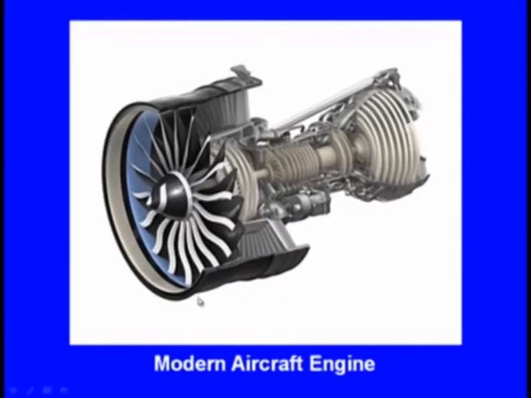Now you can see this is the modern aircraft engine. You can see all these turbine blades are there, so many blades are there. All these blades are manufactured by metal casting. The outside covering, the cover or the housing, is manufactured by metal casting.